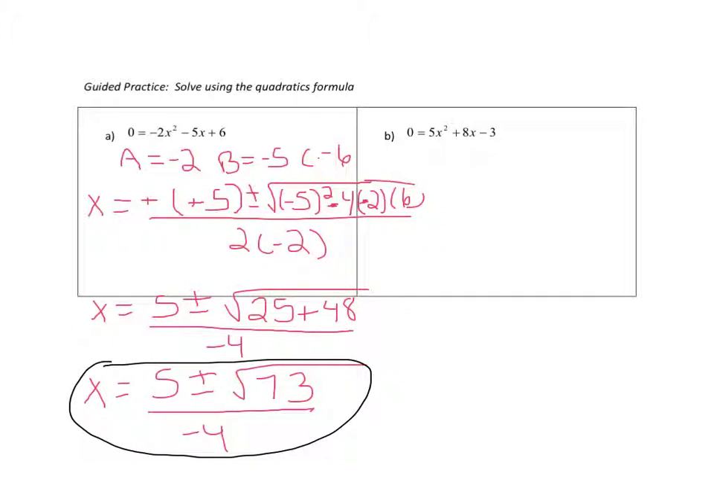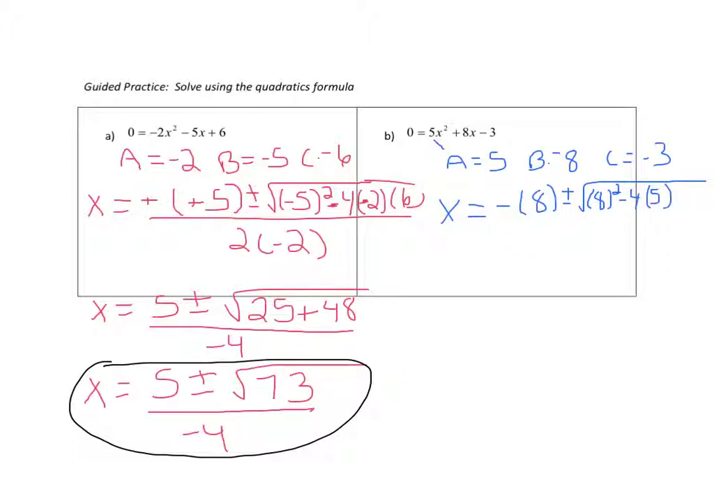On letter B, I have a equals 5, b equals 8, c equals negative 3, and let's plug it in. So x equals negative b, which was 8, plus or minus the square root of b, which is 8 squared, minus 4 times a, which we said was 5, times c, which is negative 3. All over 2 times a, which is 5.